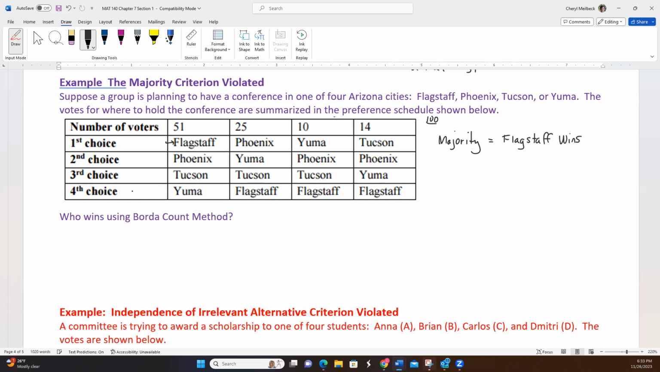Borda count is the point system. So since there are 4 choices, the 4th place choice will get 1 point each. The next to last will get 2 points, and so on. This will get 3 points. And the first place votes will get 4 points. So the way we do this is Flagstaff was in first place 51 times. So 4 times 51 is 204. So we go and we put all the points in here, and then we add up. I'm going to pause the video and ask you guys to do the Borda count here and see what you get.